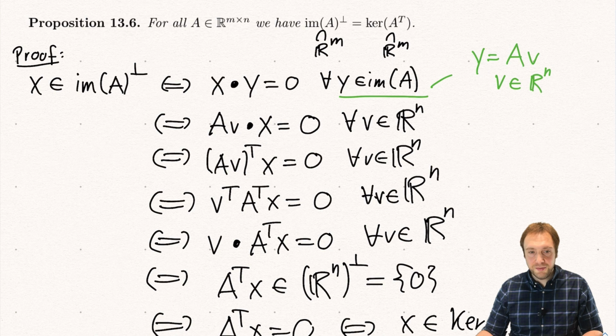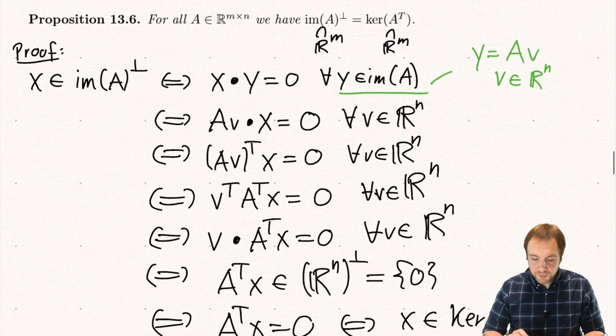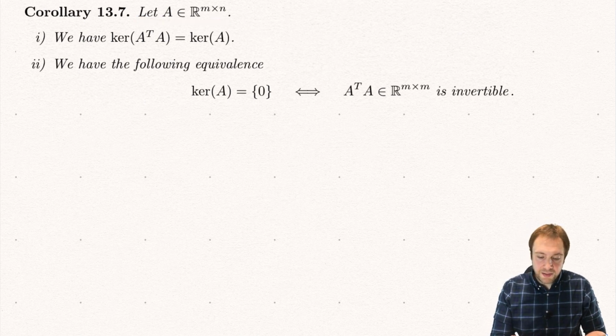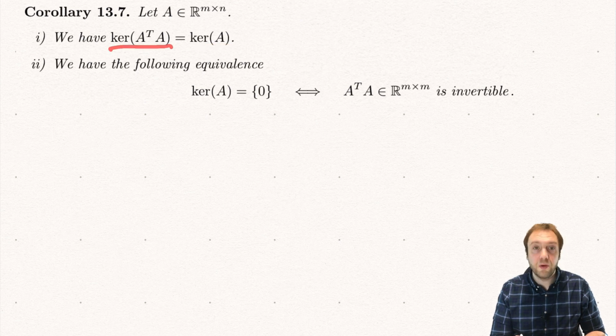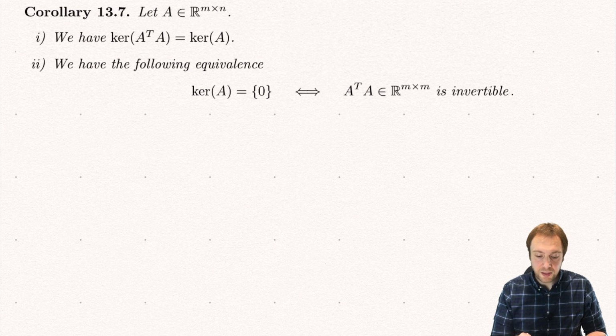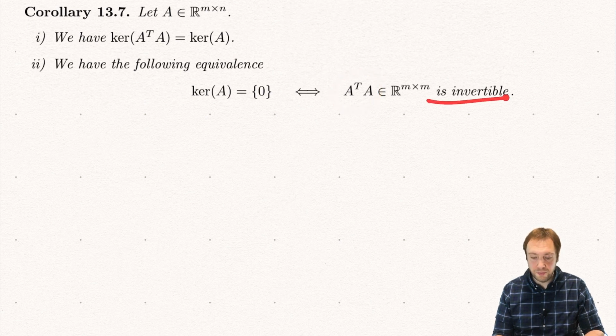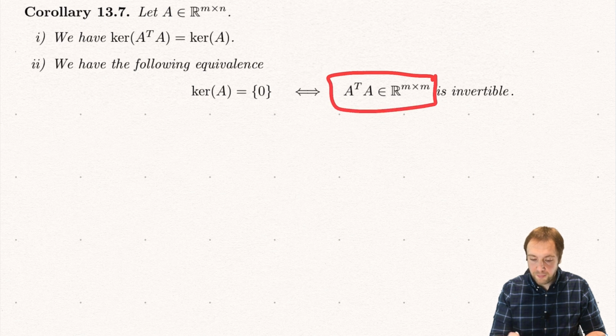Okay, so this is this, and from this proposition we now get a corollary, namely the following: if I have some matrix A, then the kernel of A is the same as the kernel of A transpose times A. And we will see later why this is interesting. And here the second statement is that the kernel of A is 0 if and only if this matrix here, A transpose times A, is invertible. And here notice that if A is an m by n matrix, then A transpose times A is an n by n matrix.